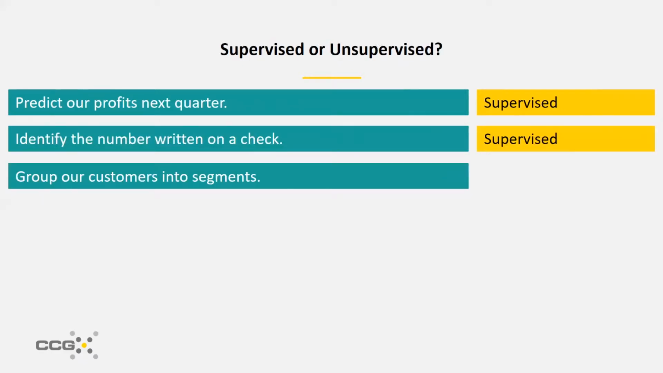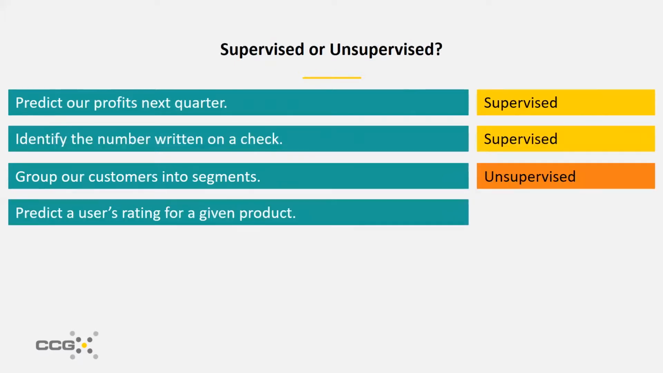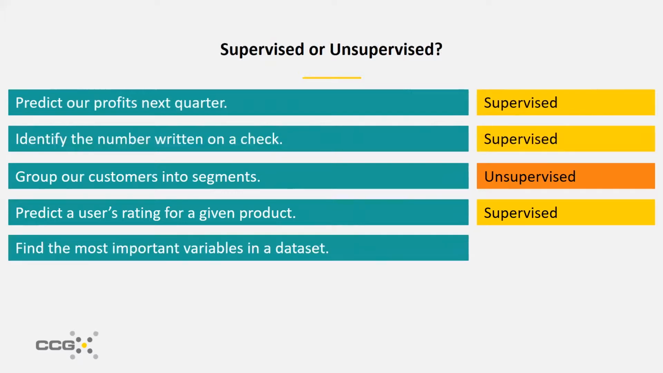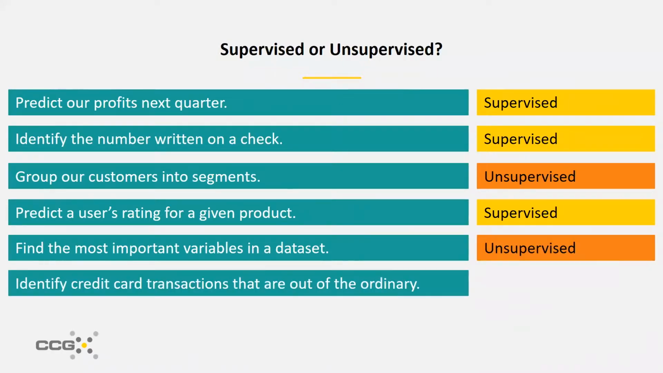Group our customers into segments. Unsupervised. Predict a user's rating for a product. Supervised. The user can go back and label it. You might not get a label, but that's what you're training on is labeled information. Find the most important variables in a data set. Unsupervised, yep. Identify credit card transactions that are out of the ordinary. Supervised. This one's a trick question. This one's unsupervised. If it was identify fraud, where it's labeled as fraud or not fraud, that would be supervised. But if you're just comparing transactions to one another and trying to figure out what's out of the ordinary, that's an unsupervised problem.